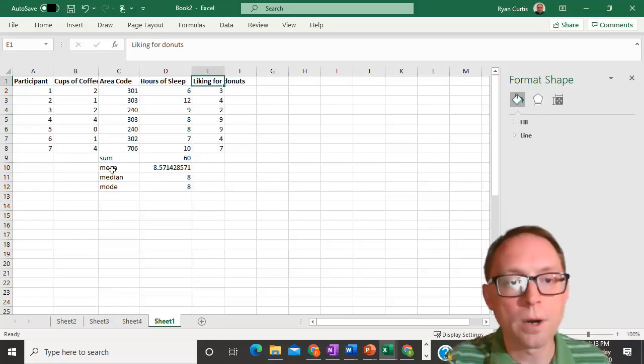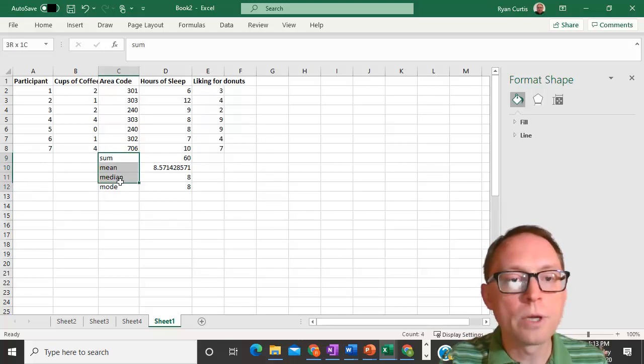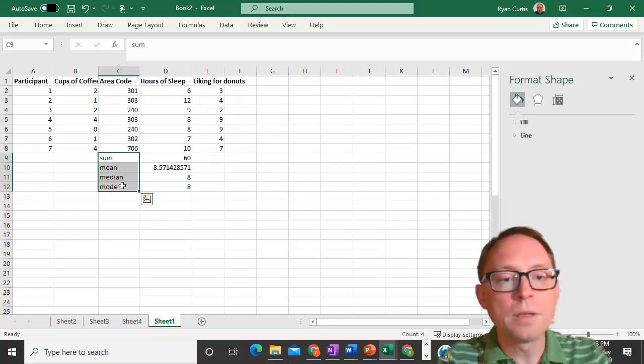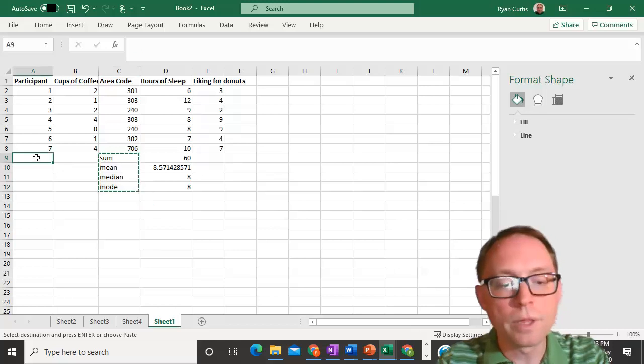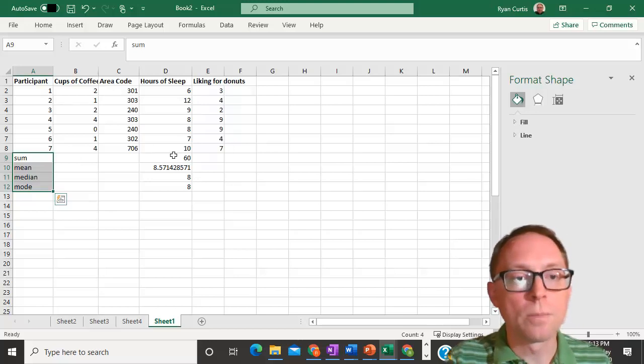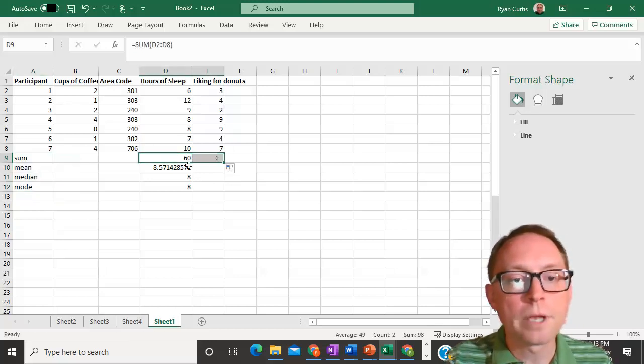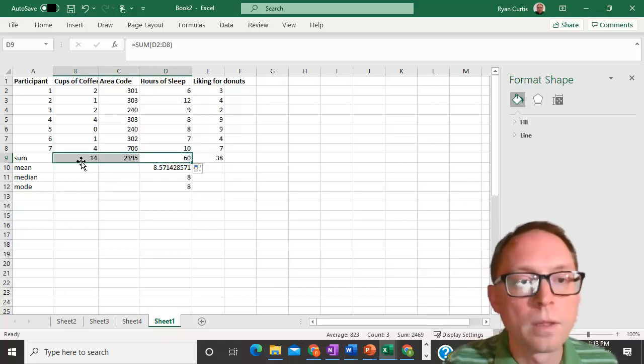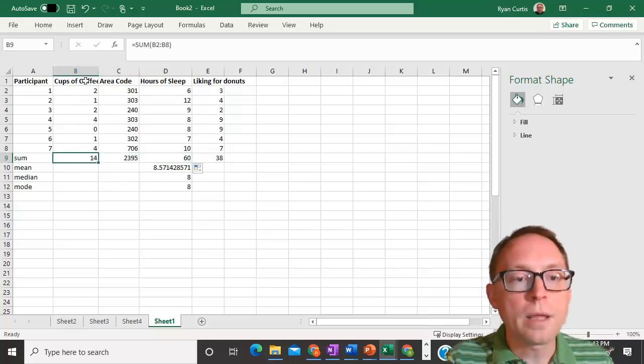All right? So what we're going to do now is I'm going to actually move these over. I am going to get the sum, the mean, median, and mode for each one of these and see if it makes sense. So the sum for each of these is going to be easy to do because I've already got one over here. These are the sums. Now I want you to look at this. This number right here is the sum for cups of coffee. This is the total number of cups of coffee that all 7 people drank in one day. It's 14. All right, makes sense.